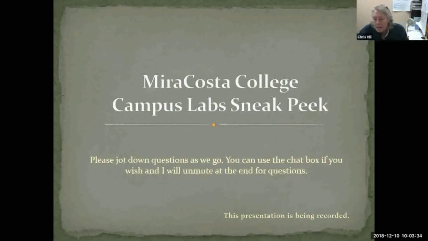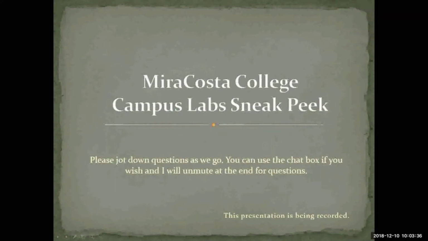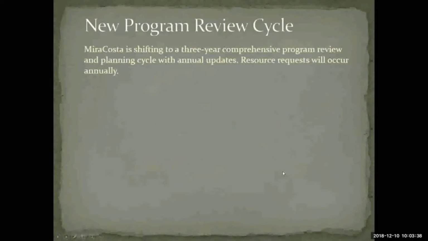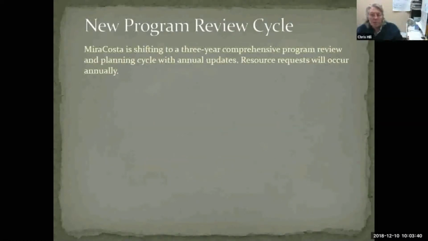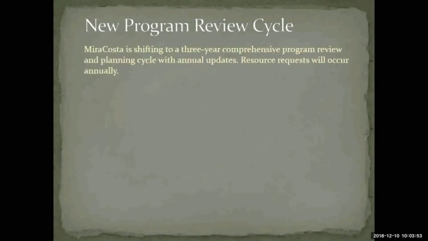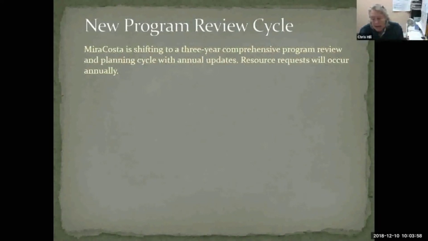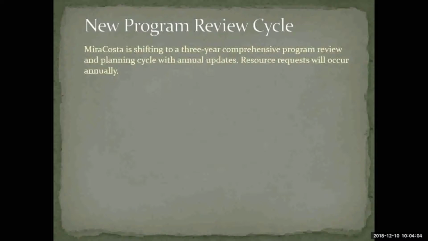So the new program review cycle, I just wanted to give everybody an understanding of how that works. The new program review cycle is going to be shifting to a 3-year comprehensive program review and planning cycle. In the past, it's been an annual cycle to do everything. So we do annual program review, annual planning, annual resource requests. In this case, we're going to do a 3-year comprehensive program review.